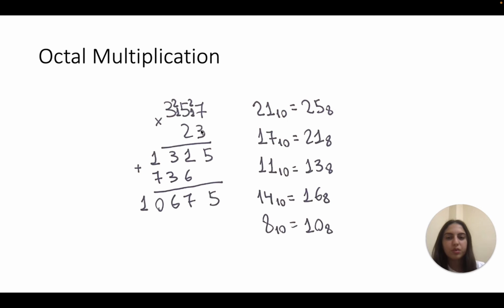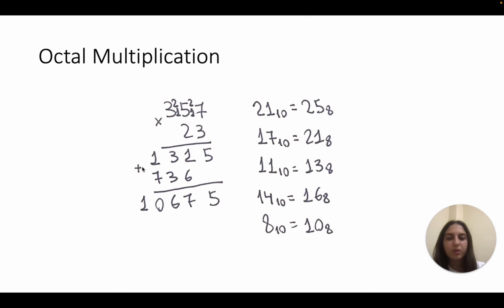And then we multiply 3 by 5, which is 15, and plus the 2 that we had will be 17. And 17 in the decimal is the same thing as 21 in base 8. So we write the 1 here, and the 2 near the 3. So then we'll have 3 multiplied by 3 plus 2, which is the same as 11 in decimal. And if we convert it to base 8, we'll get 13. So we just write the 13 here, because we don't have any numbers here.